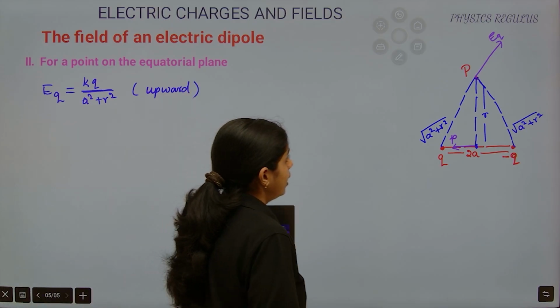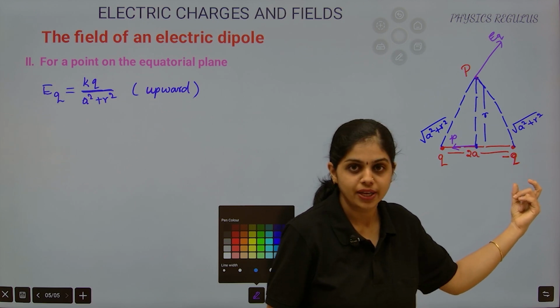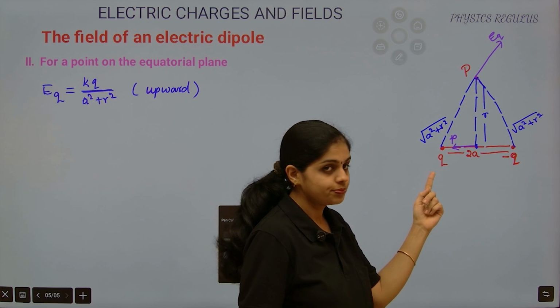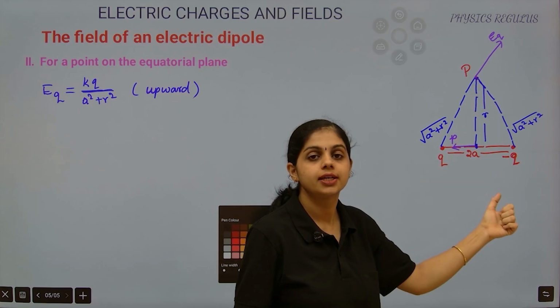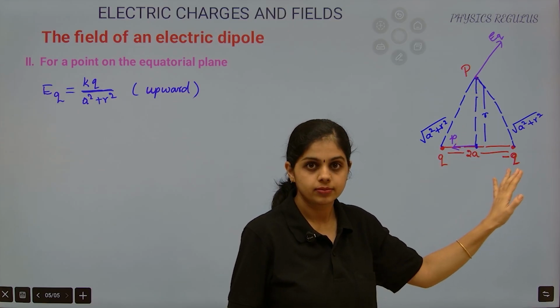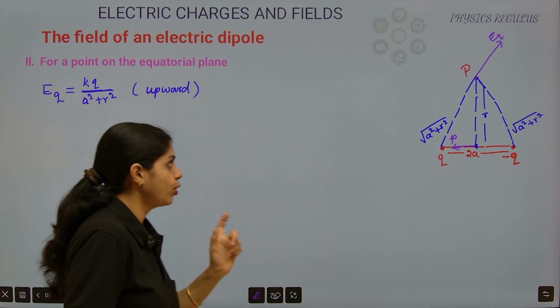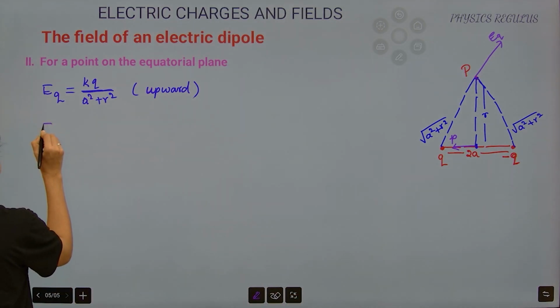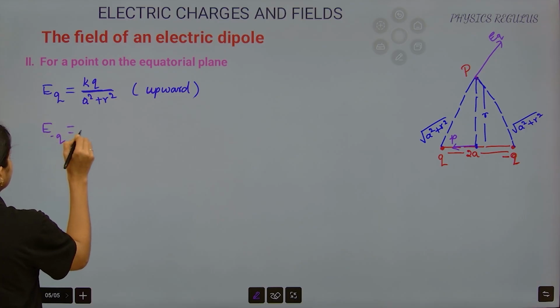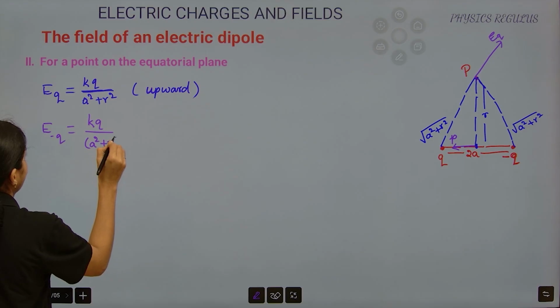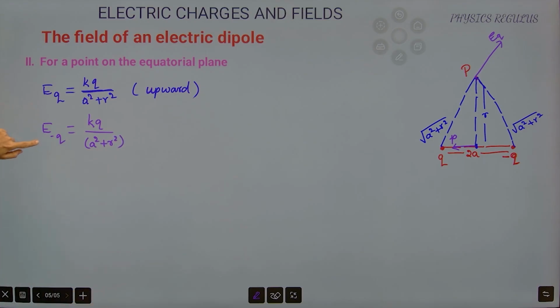Similarly, electric field at point P due to charge minus Q. Observe, the distance between point P and charge Q and the distance between point P and charge minus Q are same. Since the distance is same, you will get equal magnitude for E_Q and E_minus Q. E_minus Q is given by kQ by a square plus r square. E_Q and E_minus Q are equal in magnitude because the distance is same.